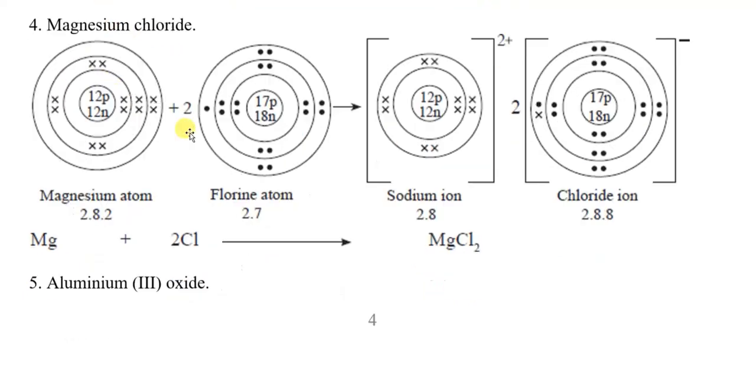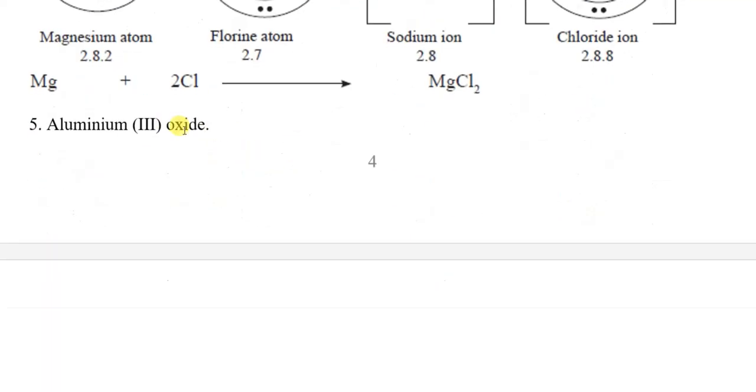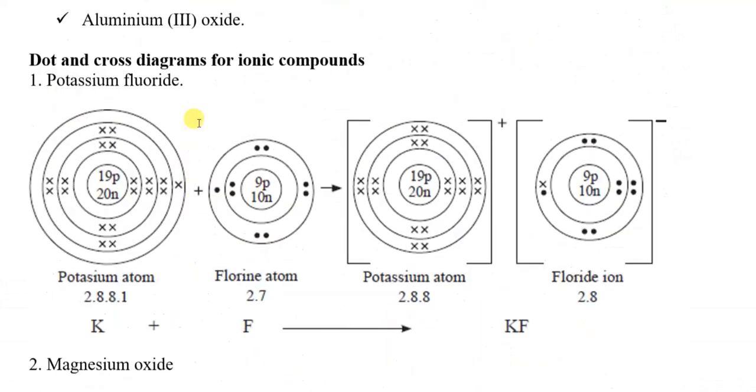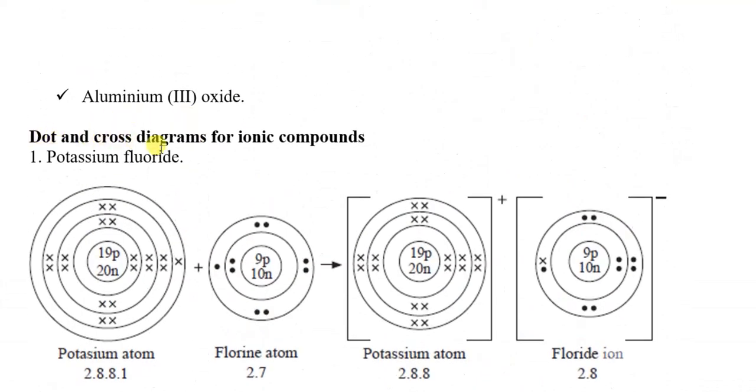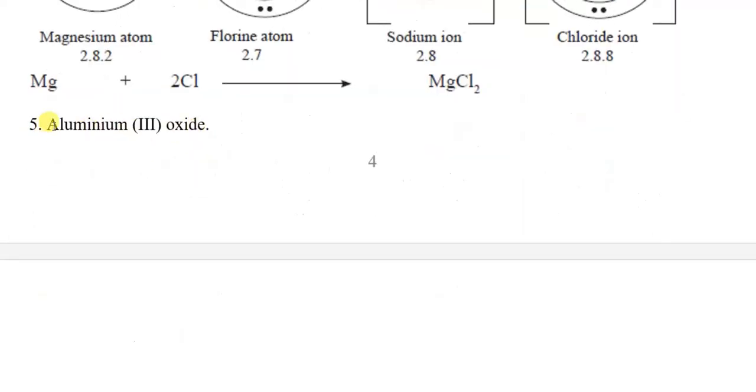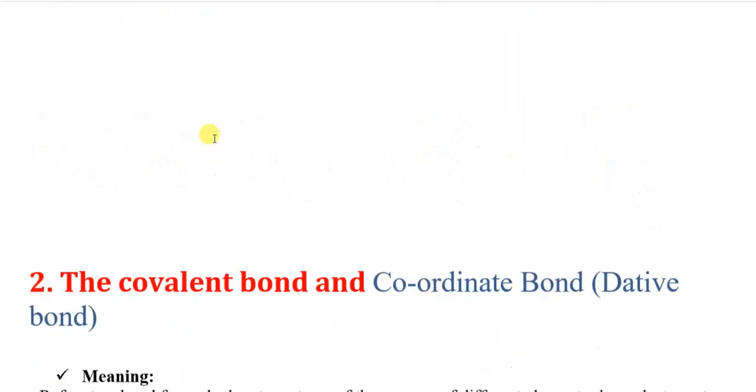The one I want you to draw, you can send by WhatsApp. My number is also there. Draw the aluminium oxide and send it to WhatsApp so that I can see what you have done. Try to draw it using dots and crosses. The question is to use a dot and cross diagram to draw the bonding of aluminium oxide. So you will try that.